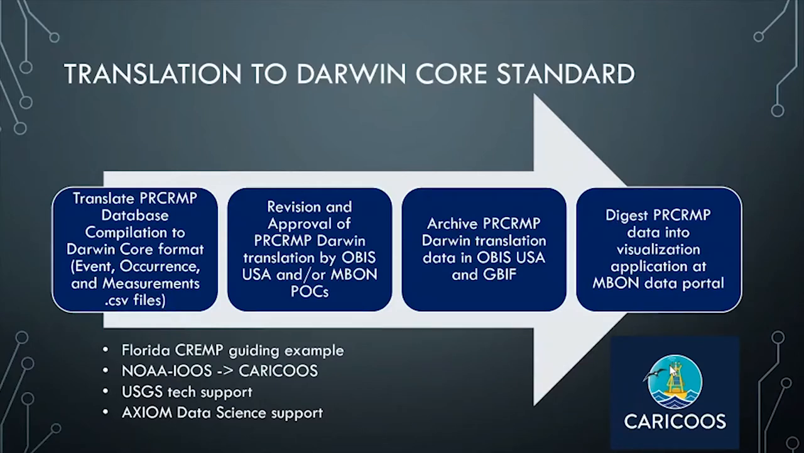So this process started with the translation, right? We needed to produce three matrices out of our main data set from the PRCRMP. These are the event, the occurrence, and the measurement CSV files that we had to produce. Then, or at the same time, these had to be revised constantly by staff from OBIS USA and MBON POCs.